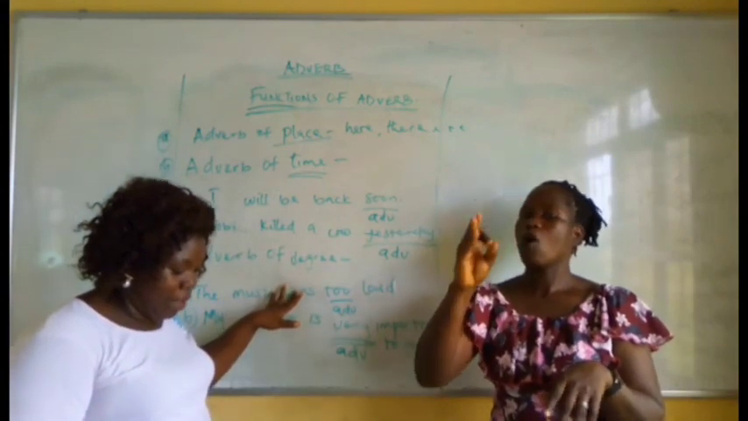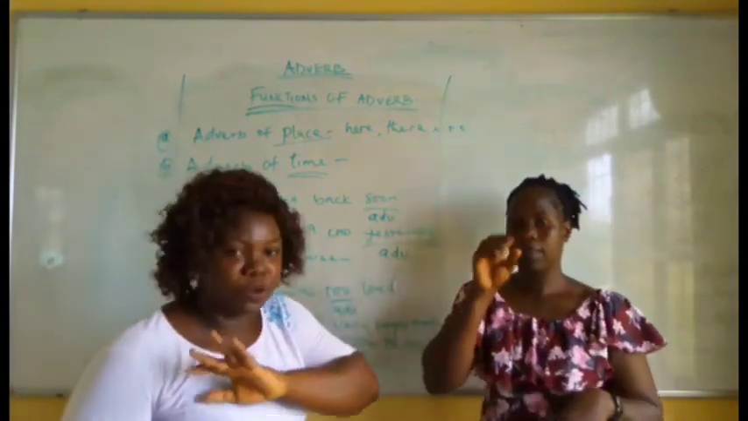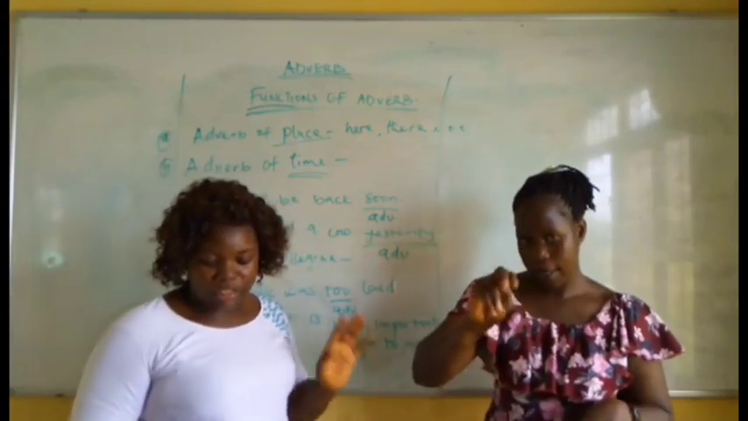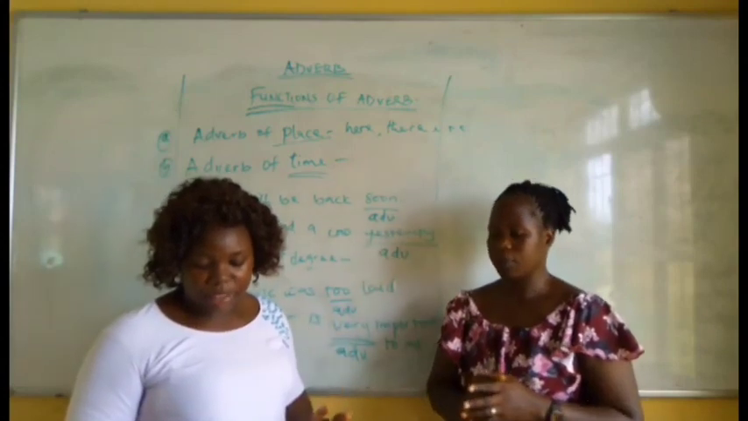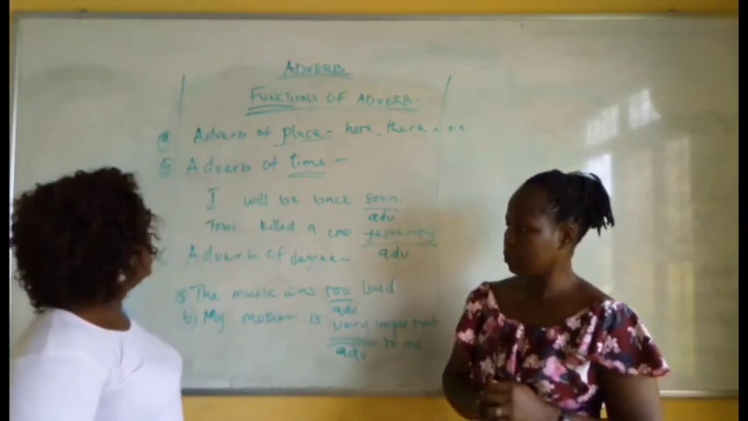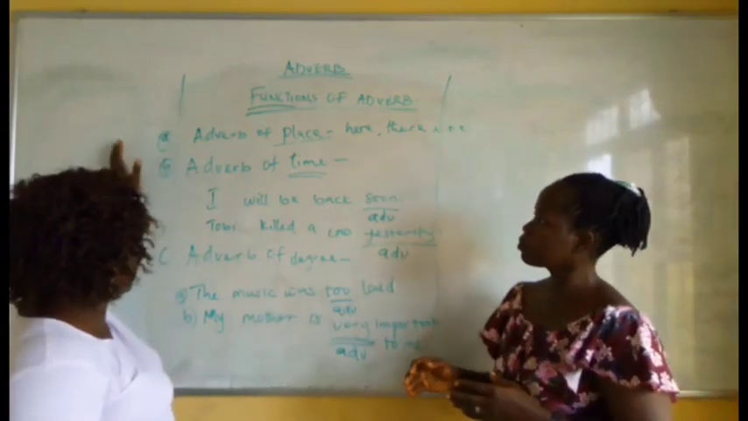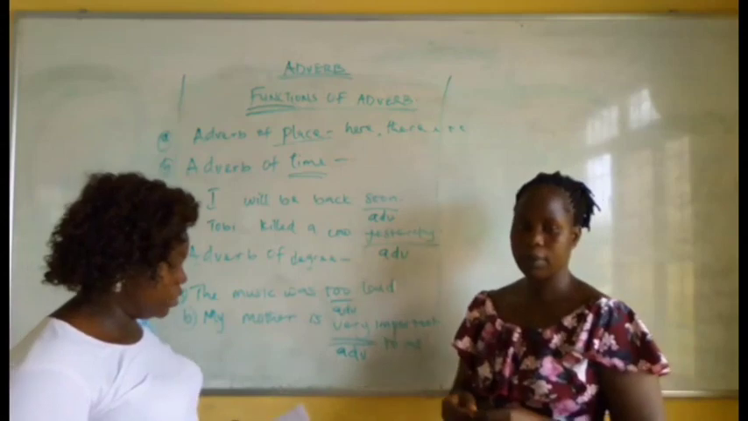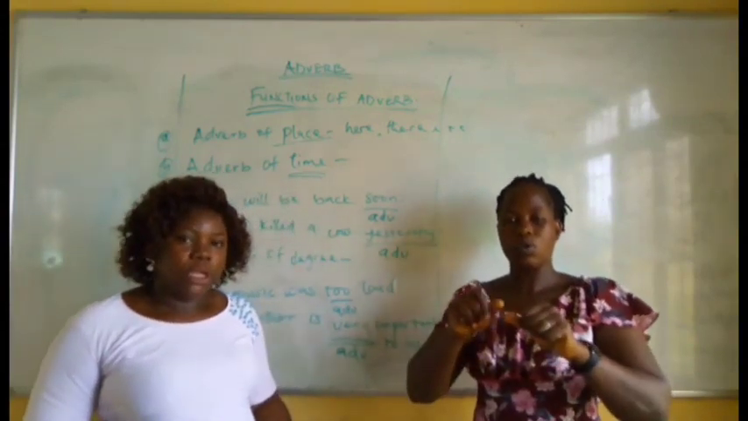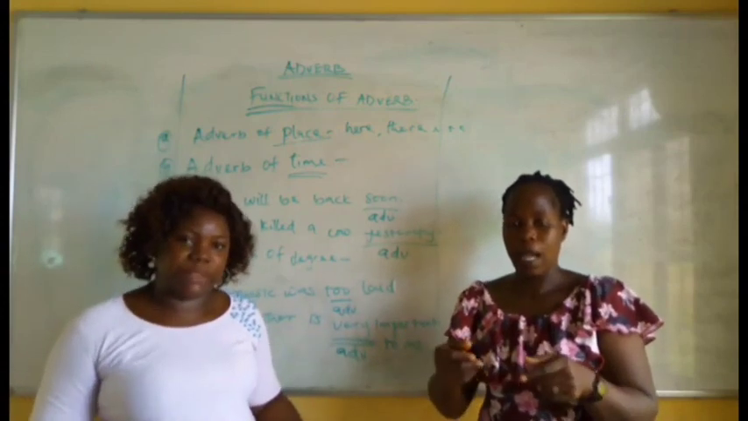Now, we will quickly move to adverbs of frequency. We have a lot of them. There are so many, but I'm going to stop at this number 4, which is adverb of frequency. Adverb of frequency tells us how often an action is being performed, how often an event takes place.